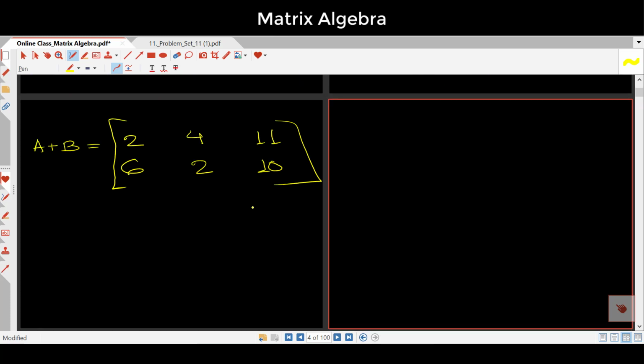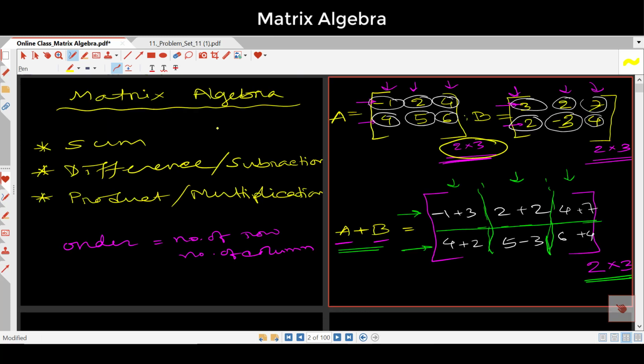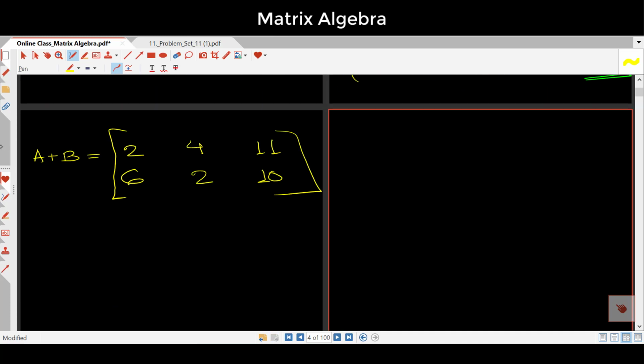So this is about addition of two matrices. Addition is possible if the two matrices that you are adding have the same order, same number of rows, same number of columns, and that same order will be for the new summation matrix. So here you can see that the matrix has 2 rows and 3 columns. That is the addition of A plus B. So we are done. This is how addition can be done.